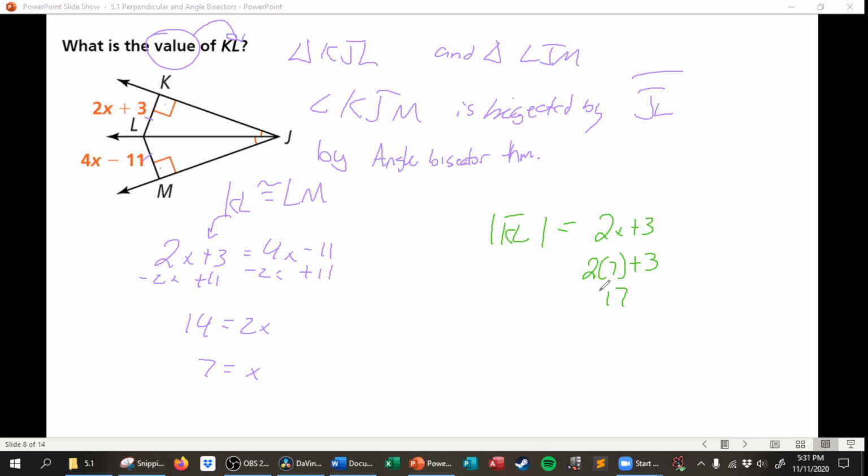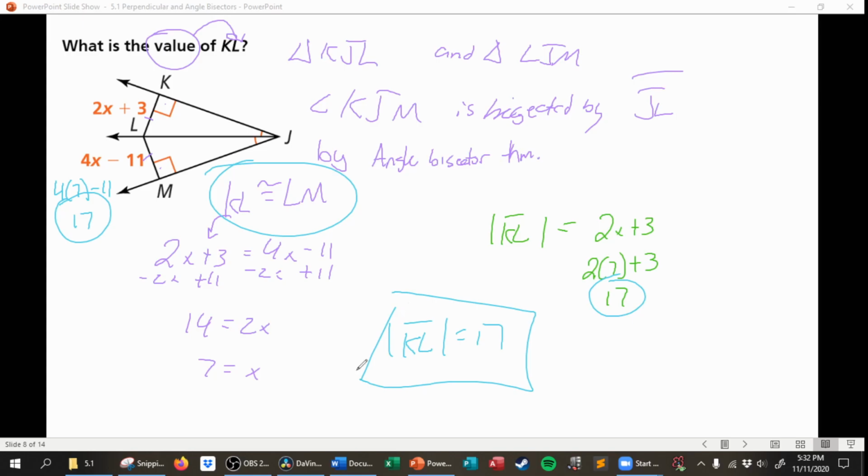How do we check it? Well, if you said check LM for its actual length by substituting in our x, then you're absolutely right. It's going to give me 4 times 7 minus 11, which is also 17. Since 17 is equal to 17, this also holds true. So we can say without a shadow of a doubt that the length of KL is in fact 17.